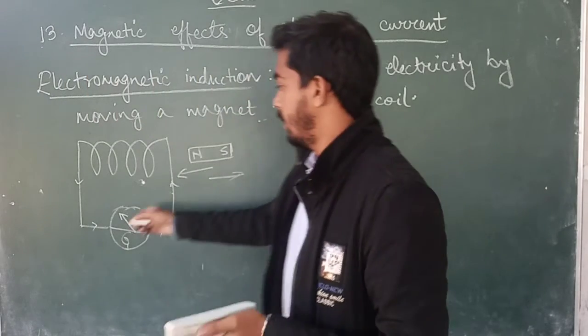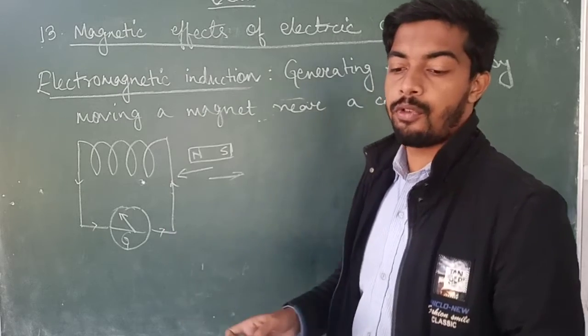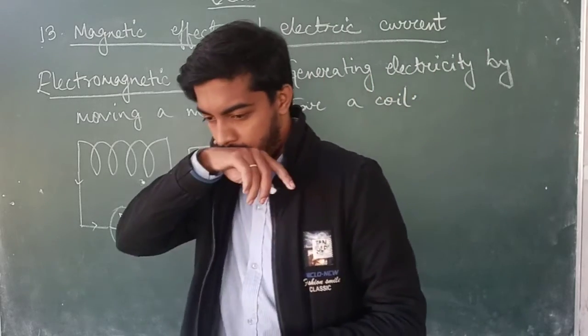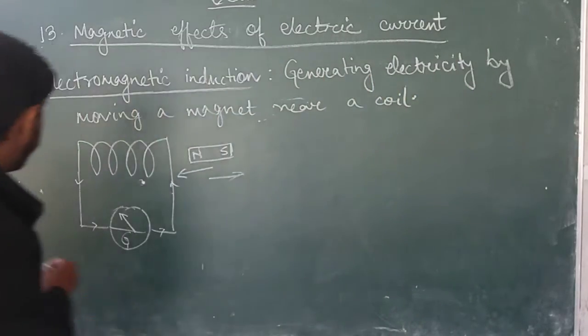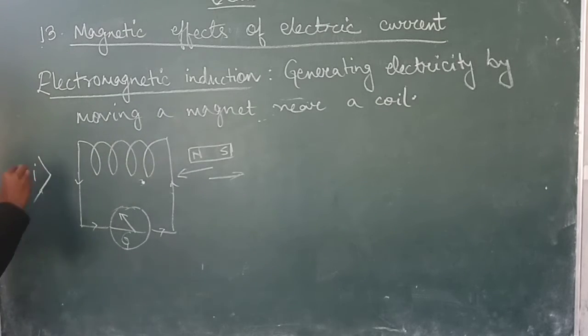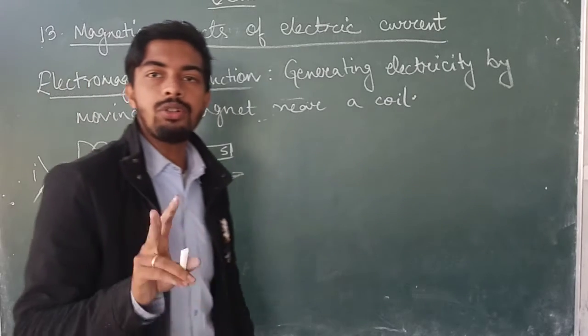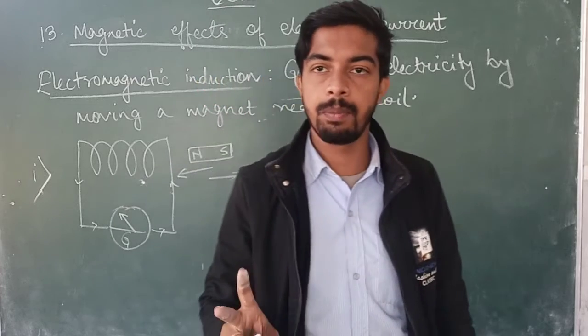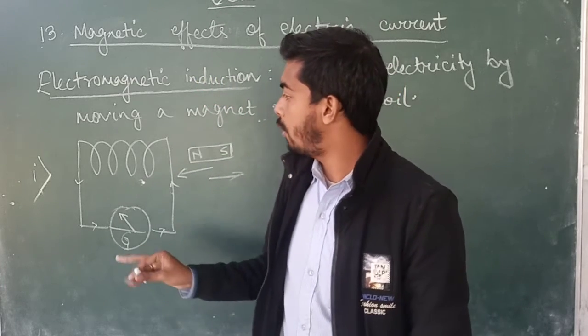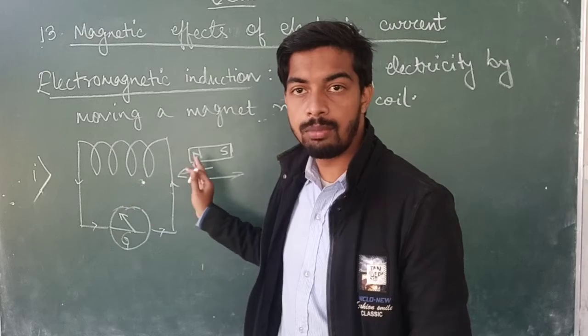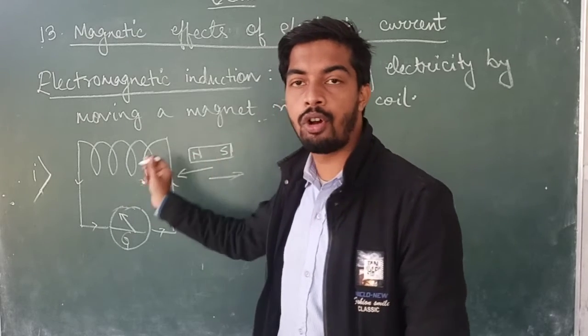This activity, this experiment, was performed by Michael Faraday in 1831. Now there are two ways in which electricity can be produced within a coil. First of all, moving a magnet back and forth near a coil, and the second one is taking two coils.